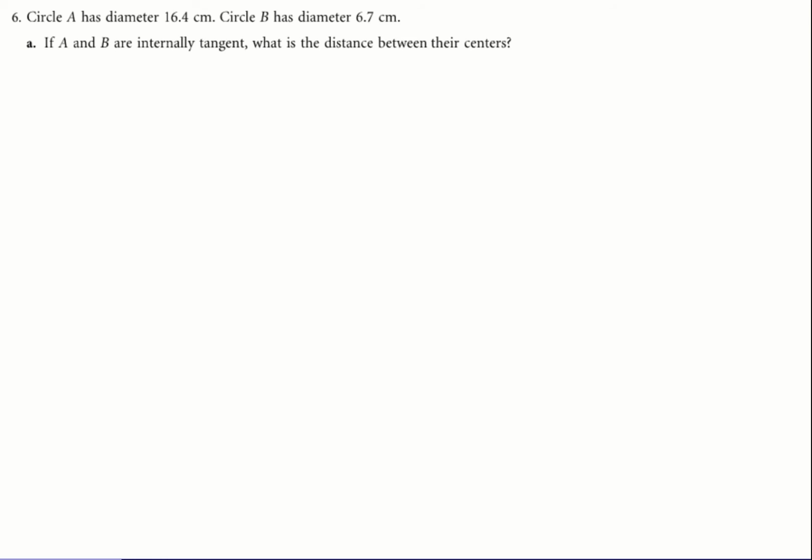So here is 9-1, number 6. It talks about two circles, A and B, being internally tangent. So let's take a look and see what those are. Internally means inside, and tangent means that they intersect at one point.